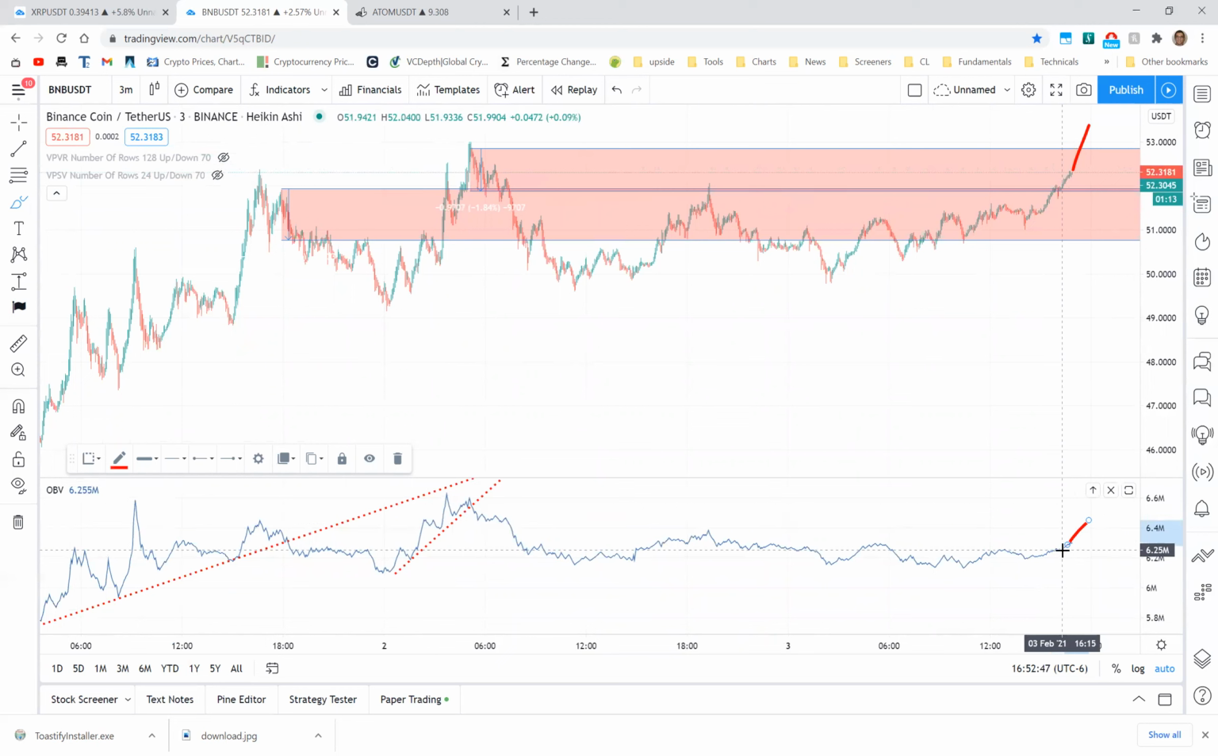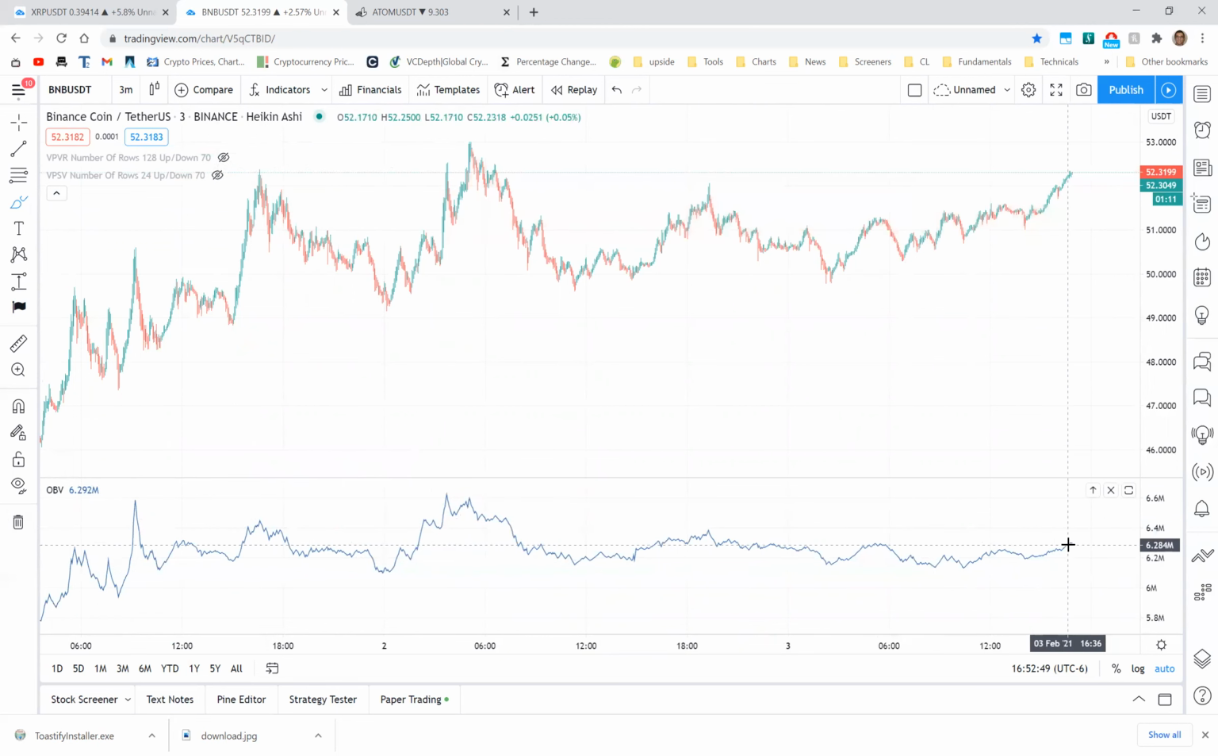So if the on-balance volume isn't going up and it starts to go down while the price continues to go up, that tells you that smart money is exiting while the price is going up. And so either smart money is going to have to come back in or the price is going to correct.